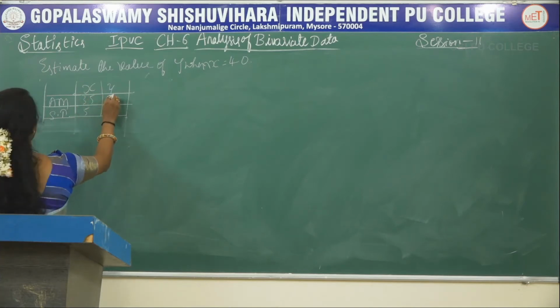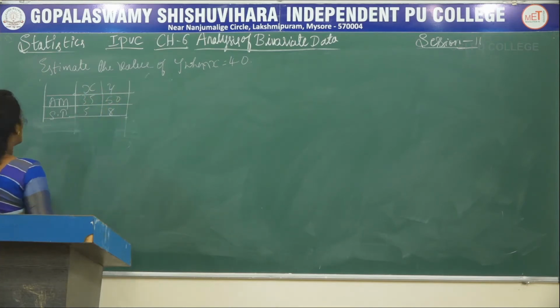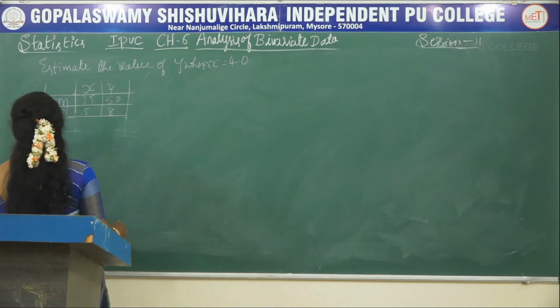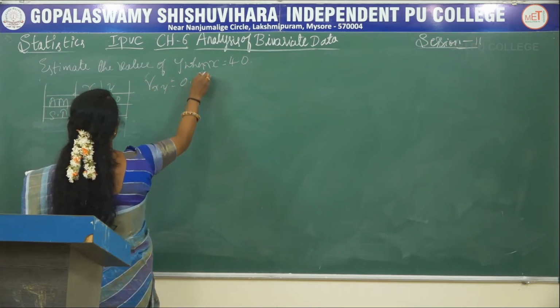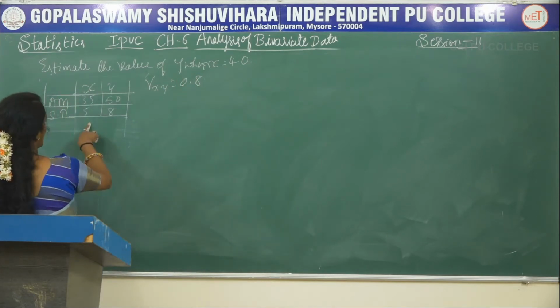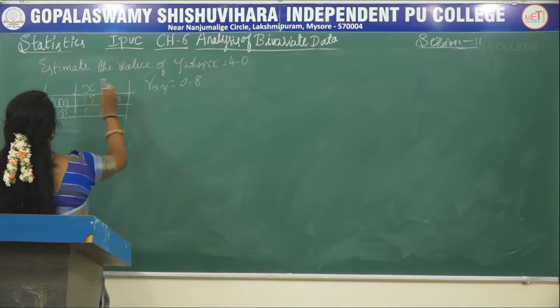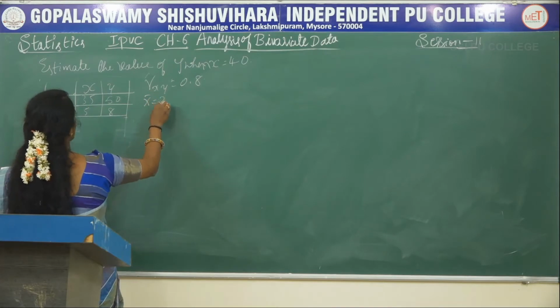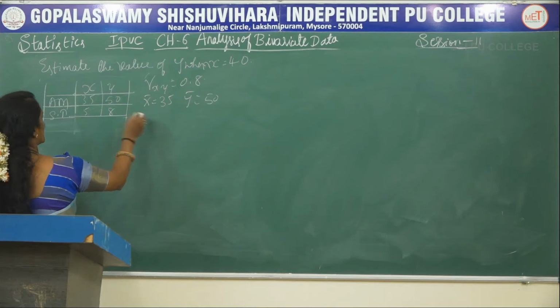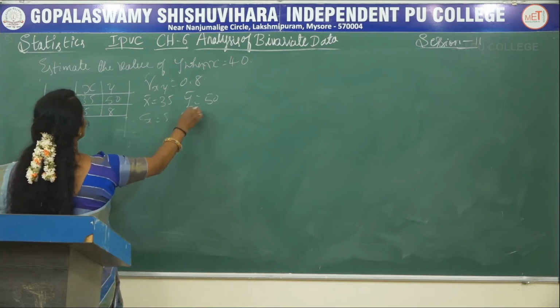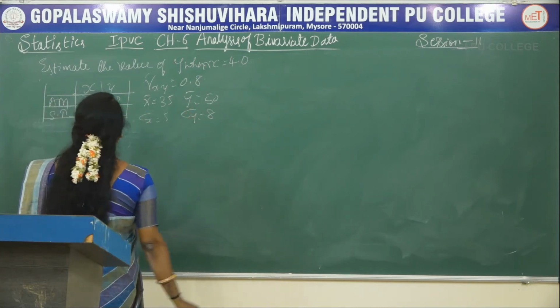35, 5, 50 and 8. Okay, and the correlation coefficient is 0.8. Next we have to write the givens. AM of x, that is x bar is equal to 35, y bar is equal to 50. Standard deviation of x, sigma x is equal to 5, standard deviation of y is equal to 8.